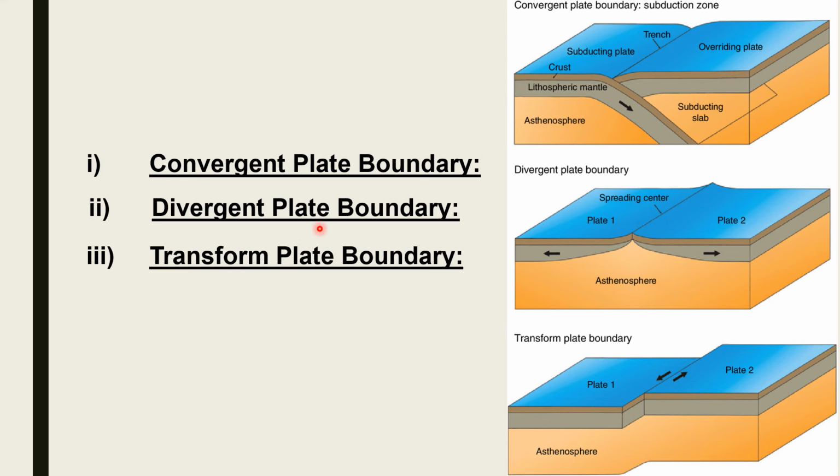Similarly, for a divergent plate boundary, when the two plates start moving away, molten material comes out. This is the same example as the mid-ocean ridge. This boundary is called a divergent plate boundary. For a convergent plate boundary, when two plates come together, one plate goes down, and this boundary is called a convergent plate boundary. This is also an example of a subduction zone. Here is a subduction zone.